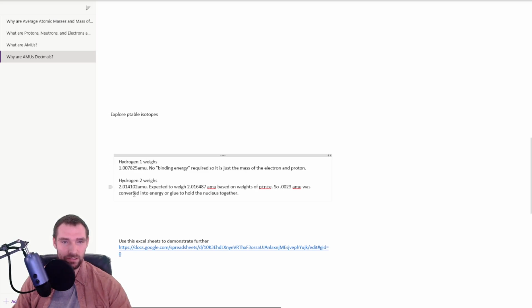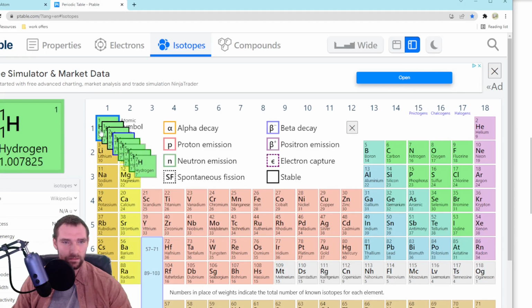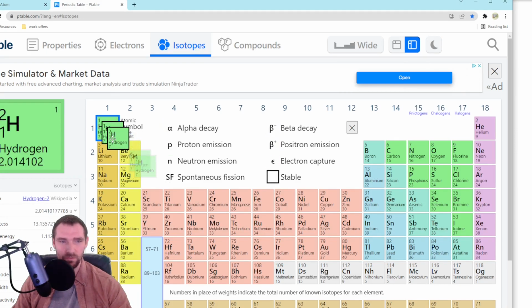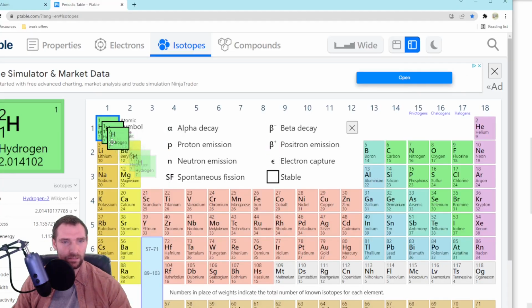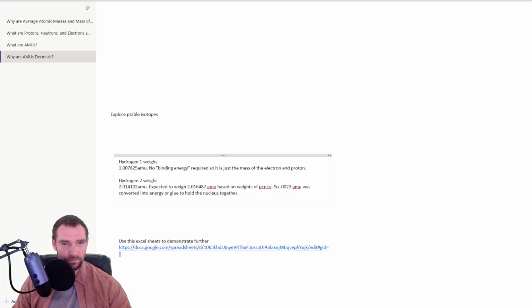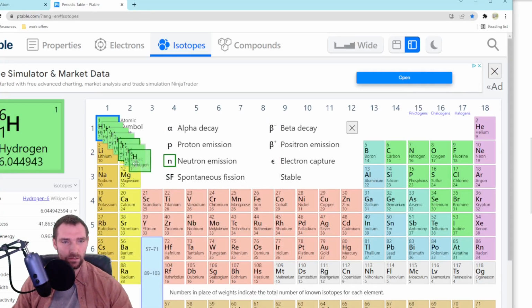But when we look at hydrogen 2, we've got hydrogen 1 and hydrogen 2. Hydrogen 2 weighs not quite exactly 2 times that, but close, right? If you actually do the addition and the math, you might expect hydrogen 2 to be 2.016487 if you were to add in the proton, neutron, and electron. So there's a small amount of AMUs that's being converted into energy to hold this stuff together. It's not that much that's needed at this point, but you can imagine that if we get much larger stuff, it's going to need a lot more energy to hold the stuff together.